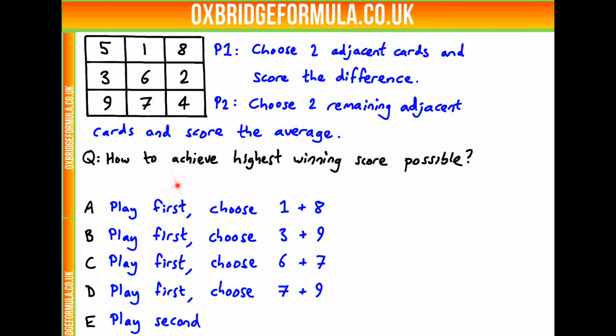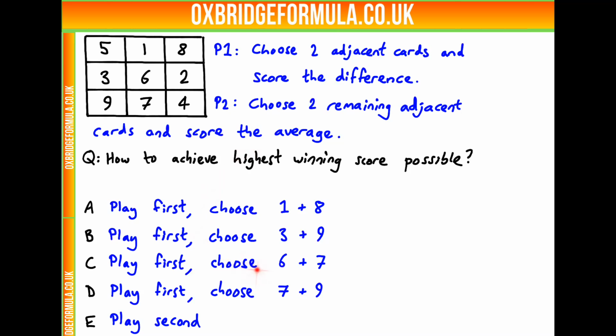Therefore, based on this particular arrangement, how can Alex play to achieve the highest score possible while making sure she definitely wins? And we're given 5 different actions. So what's a foolproof way of going through this?